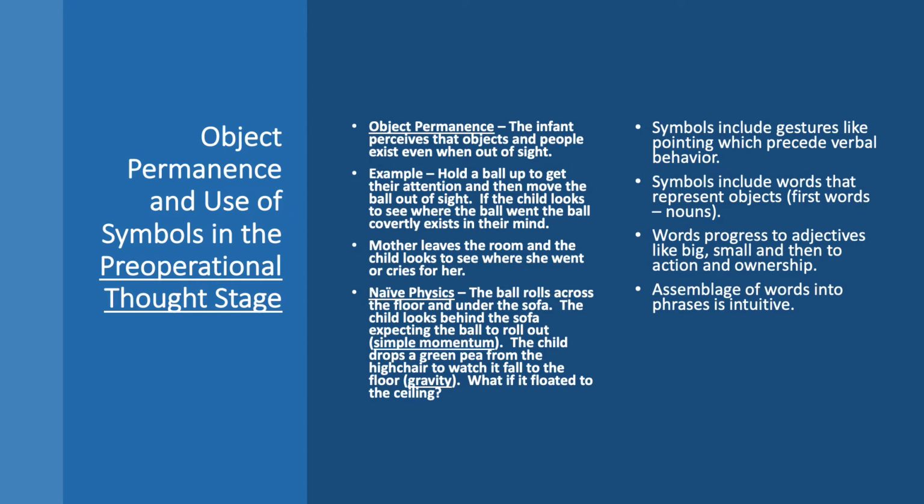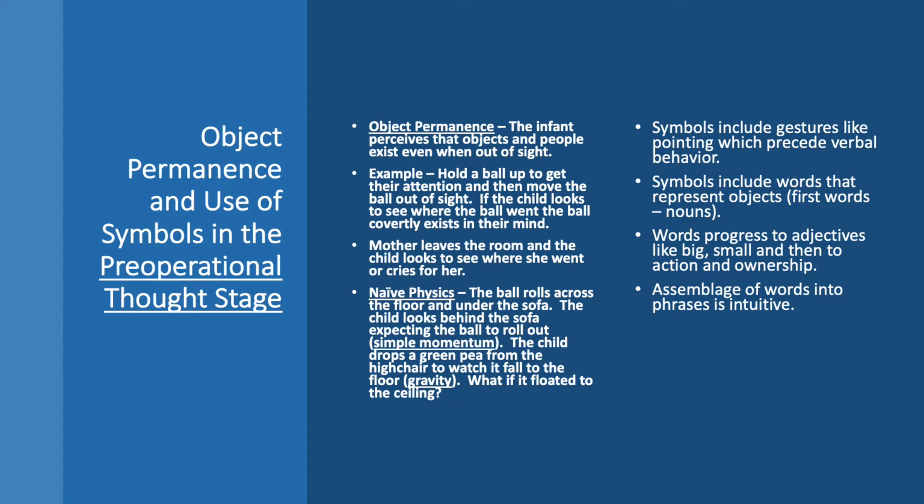This is also when you start to see the development of the use of symbols, like gesturing or pointing or reaching with a gesture that says they want something. They make certain noises, and then they will actually start to develop words as symbols. What tends to happen is you get word understanding before you get word usage. So they'll understand what a word means before they're able to say it.